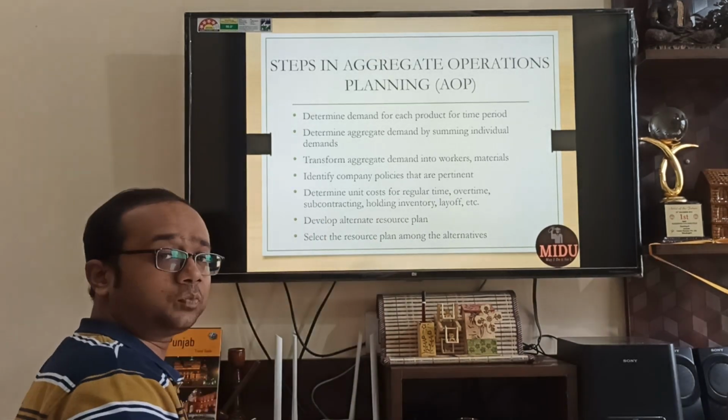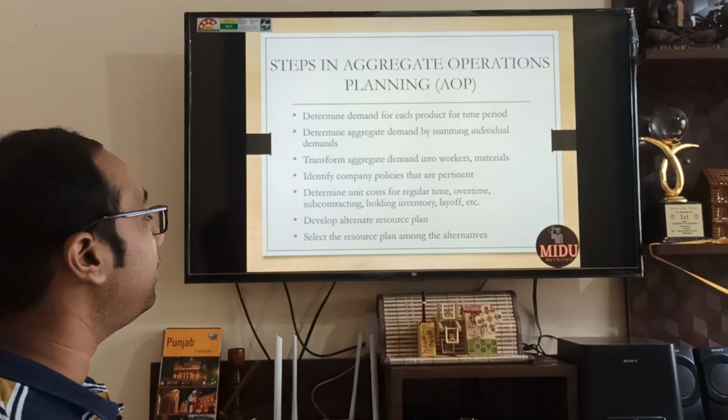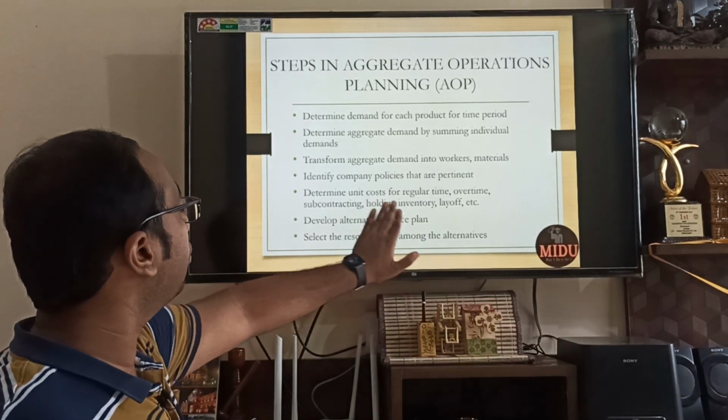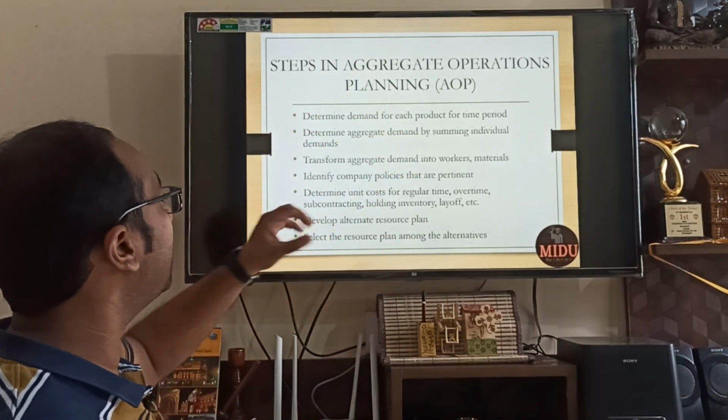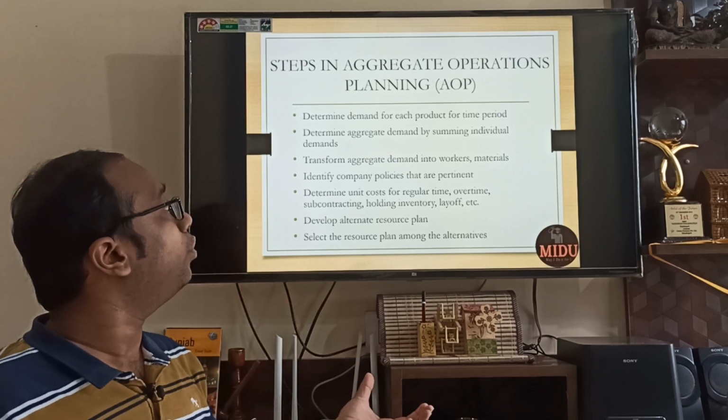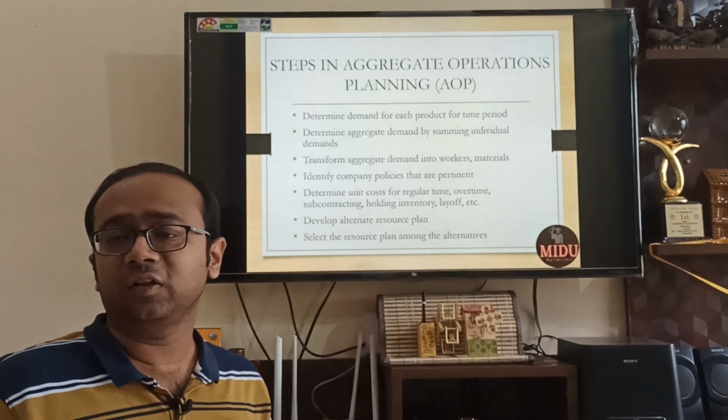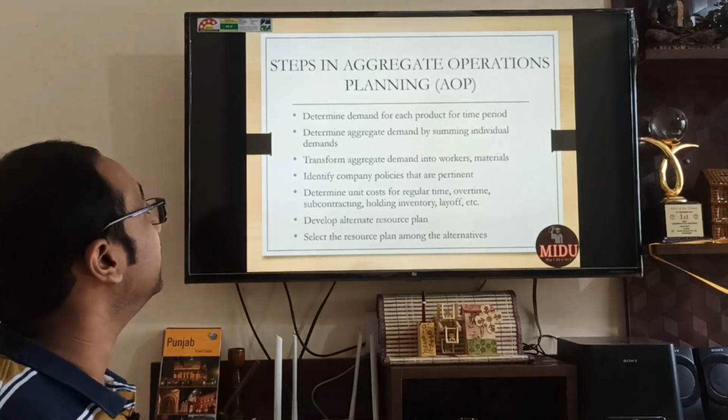Develop the alternate resource plan. For every plan there should be an alternate plan always ready, and then amongst all these alternatives you select the resource plan which is in sync with your company's policies. These are the steps in AOP.